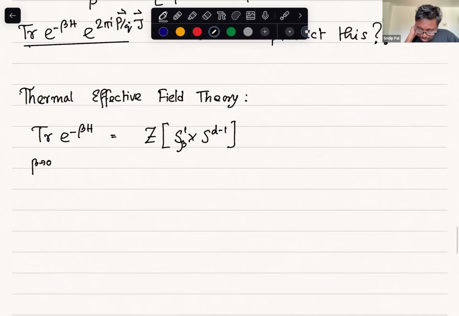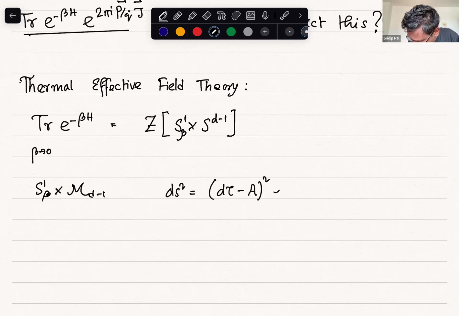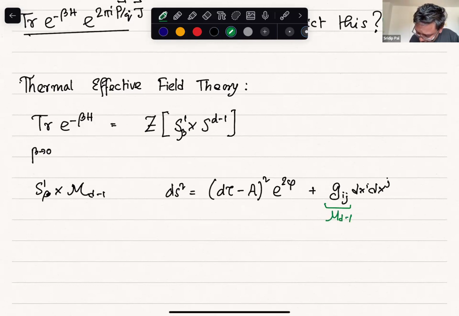To make this idea more concrete, instead of S^(D-1), we consider S1 beta times some arbitrary manifold M^(D-1). And let us also assume that on this manifold, because there is an S1 beta, you can write down the metric in a Kaluza-Klein form. So the metric would look like this: (d tau minus A) squared times e^(2 phi) plus G_ij dx^i dx^j, where this is a metric on M^(D-1), and this d tau minus A is the time direction.